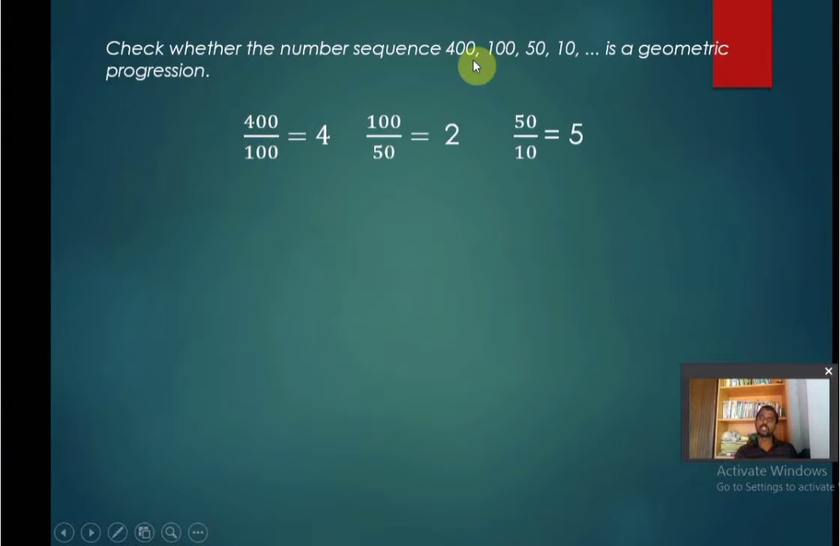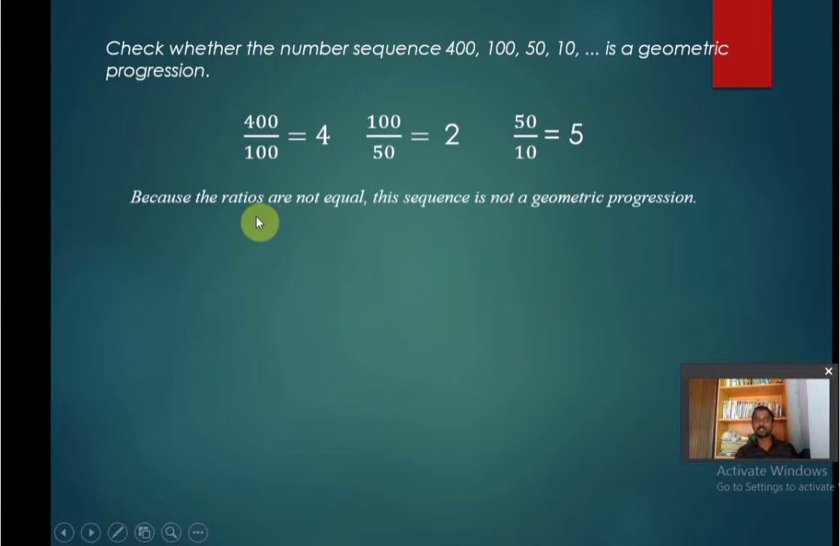Then we will see another one. Here, the given sequence is 400, 100, 50 and 10. We will divide and see. 400 divided by 100 is 4, 100 divided by 50 is 2, 50 divided by 10 is 5. Because the ratios are not equal, 4, 2, 5, this is not a geometric progression.